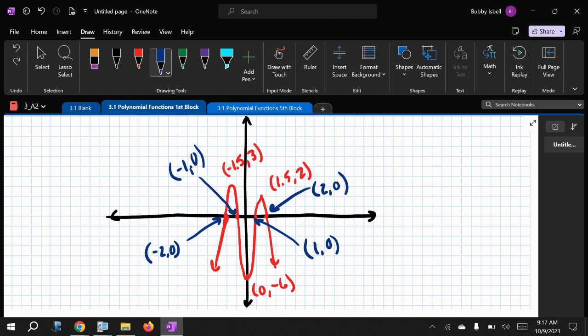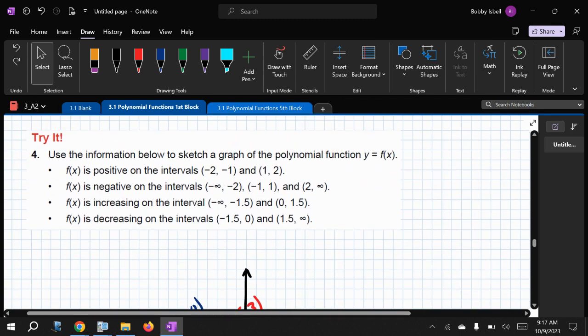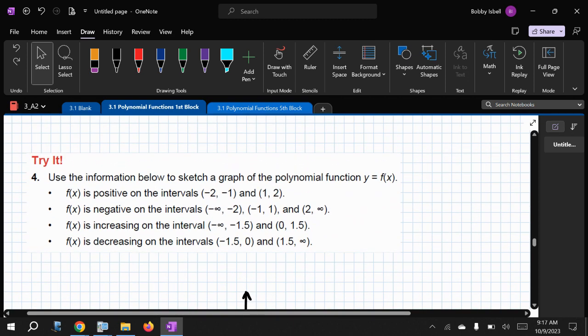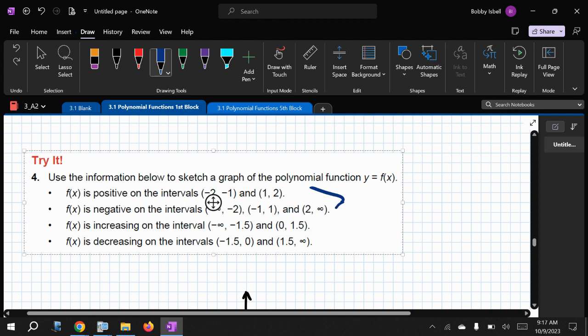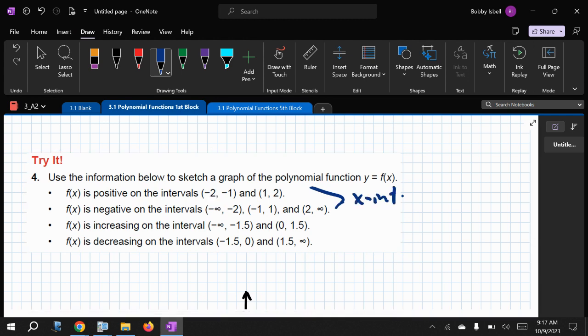Right there, the positive intervals and the negative intervals. That's where you find your numbers for your x-intercepts. Positive intervals, negative intervals. These are where you're going to find your x-intercepts. Okay, and then the increasing and decreasing, those are where you're going to find your maxes and mins. That's where you're going to find those pieces.